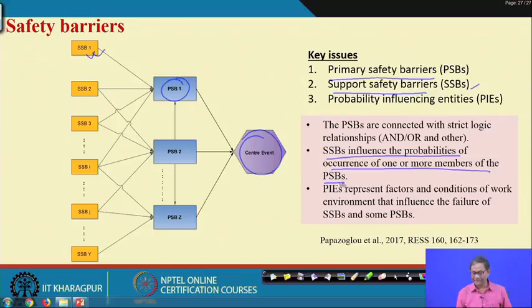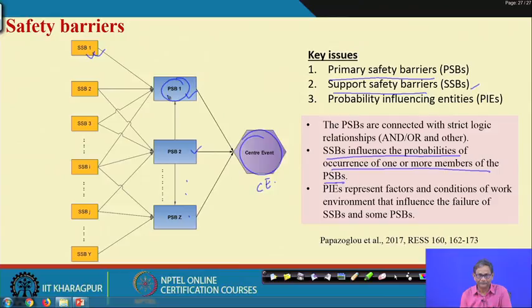So, that means for a center event, there will be several PSBs, PSB 1, PSB 2, PSB Z. So, a set of PSBs, primary safety barriers, you will find out, which ultimately prohibit the center event to occur. Then for every primary safety barrier, you may find out a series of support safety barriers. The support safety barriers ultimately affect the probability of failing the primary safety barriers.